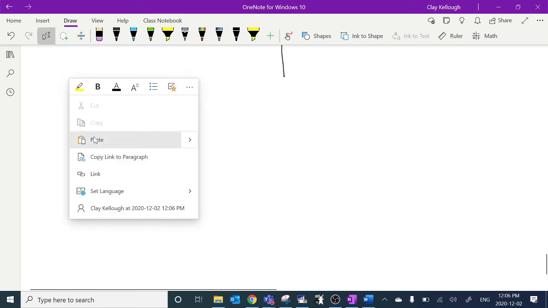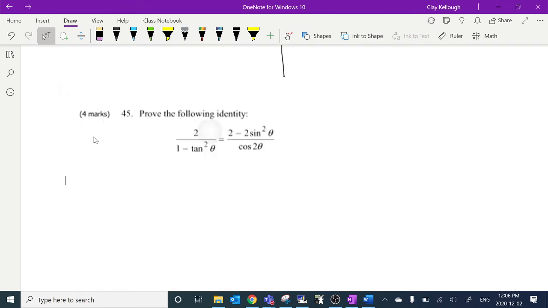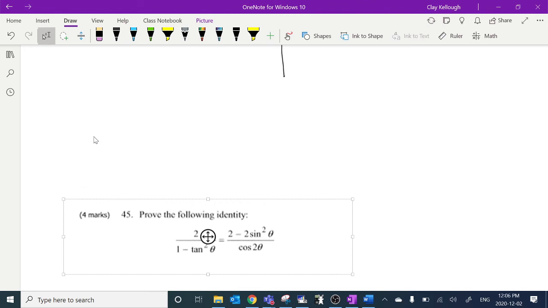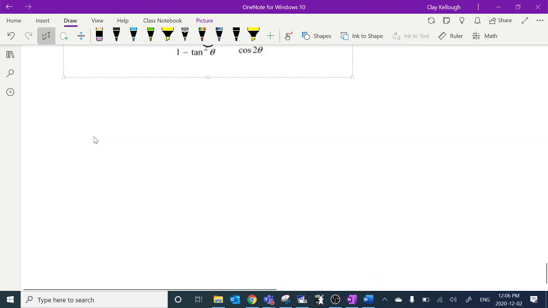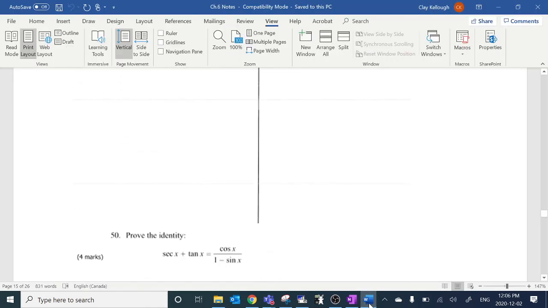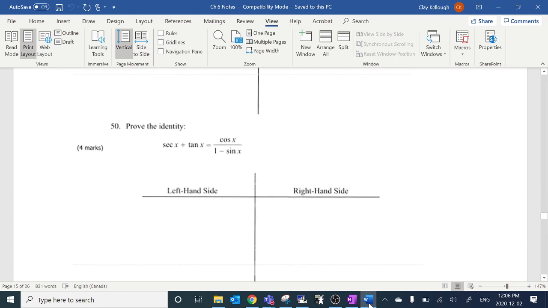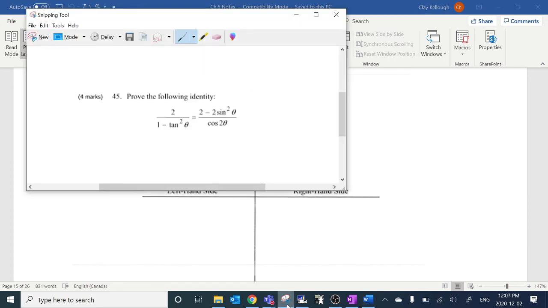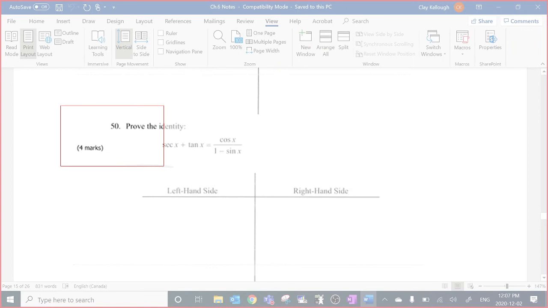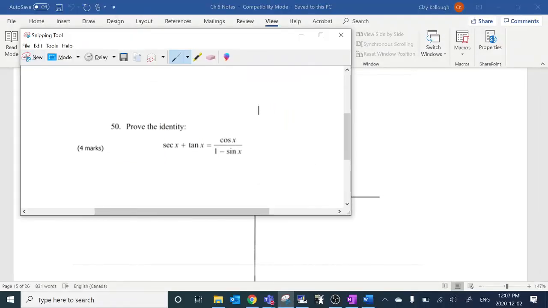There we go. Paste. There we go, and then grab it, maybe move it down a bit, and then give myself lots more space. Good, and then go back to here, so go back to here, there we go, and we will snip this one. Cool, it's not that clumsy, I guess.